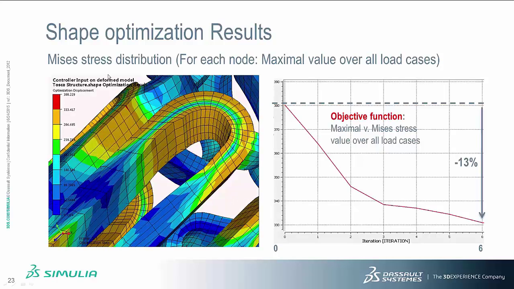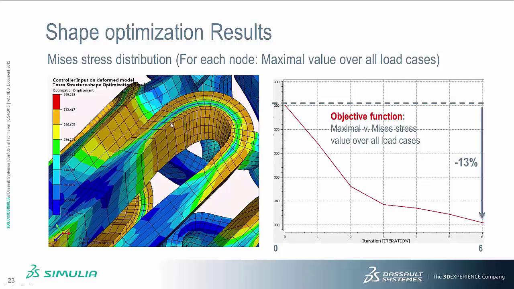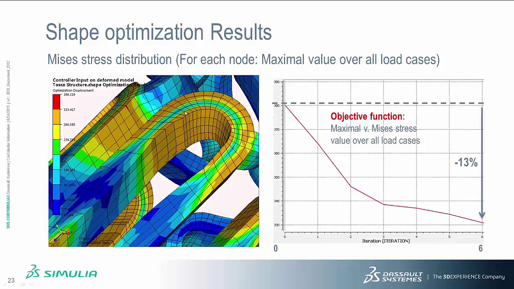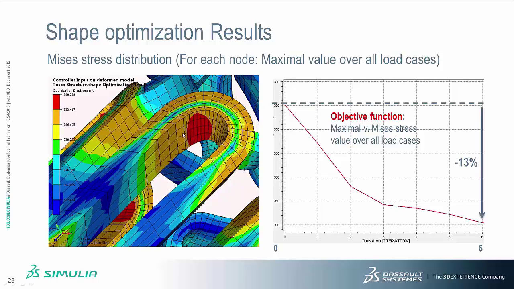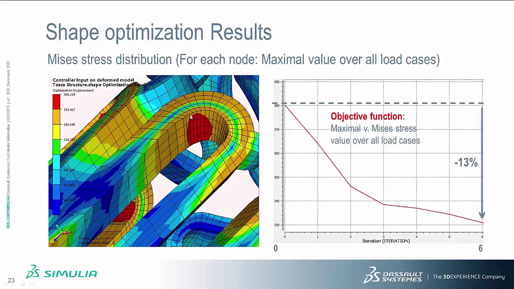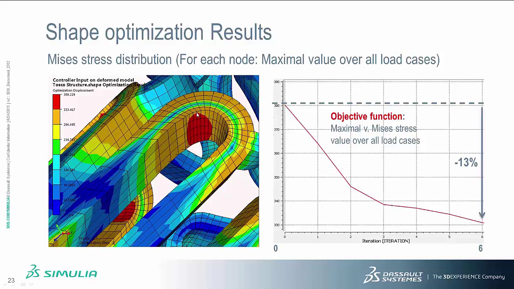So here you can see the results of the shape optimization. On the left here, you'd see how the nodes are shifted. So if you focus on this U-shaped region of the stent, you can see some of the nodes shifting inwards, and as the nodes are shifted, the stresses, or the fatigue factor, in those regions is also improved.